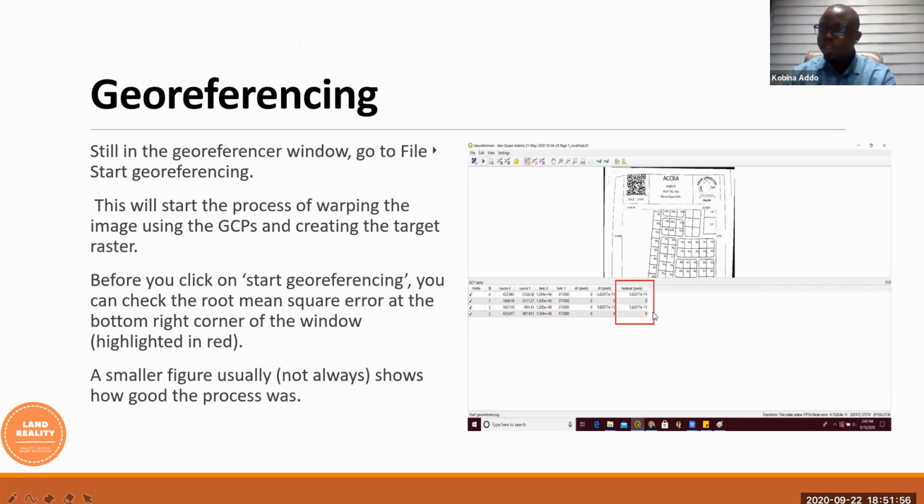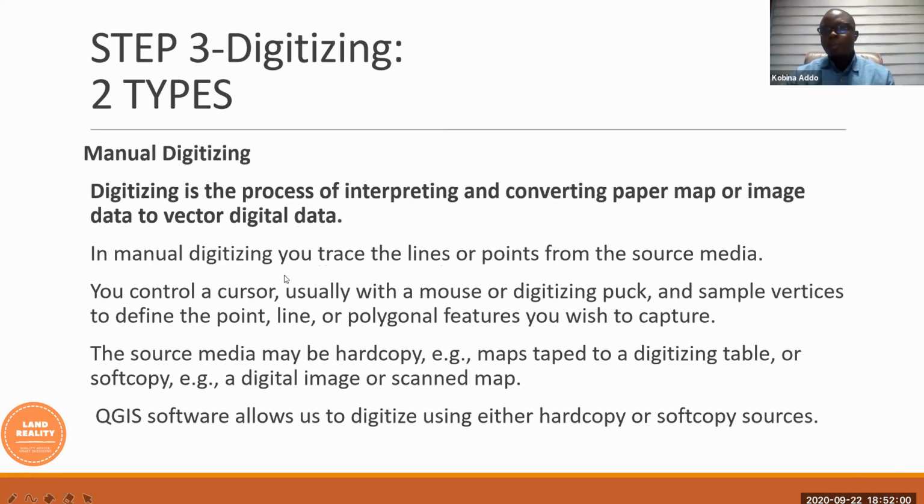Again, your residuals should be as close to zero as possible. When you are done with the georeferencing, which is the most important part of the validation process, you go on to digitize. There are two types of digitizing methods. The first one is what we call the manual digitizing, and then the second one is called the on-screen digitizing. Manual digitizing involves the use of a puck, it's like a pencil or a stencil.